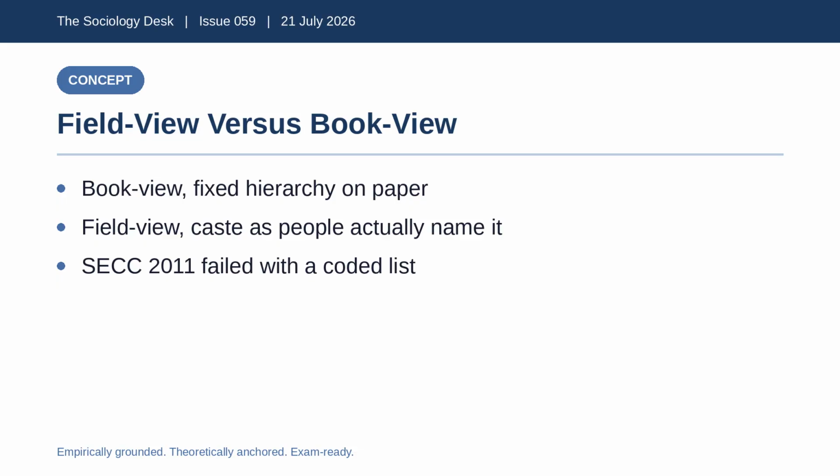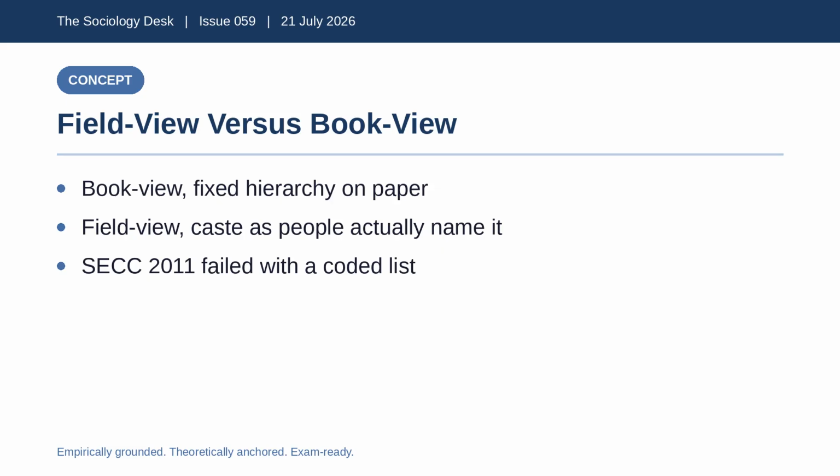M.N. Srinivas drew a distinction between what he called the book view of caste, a fixed hierarchy recorded in texts, and the field view of caste, how it is actually lived, contested, and self-described by real people in a real village. Now here is why this matters today.